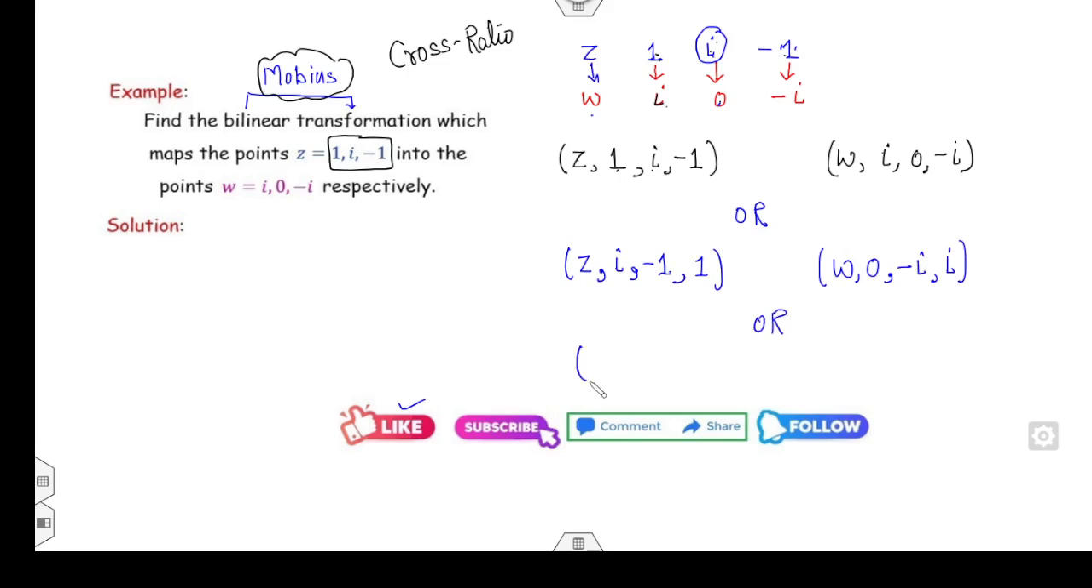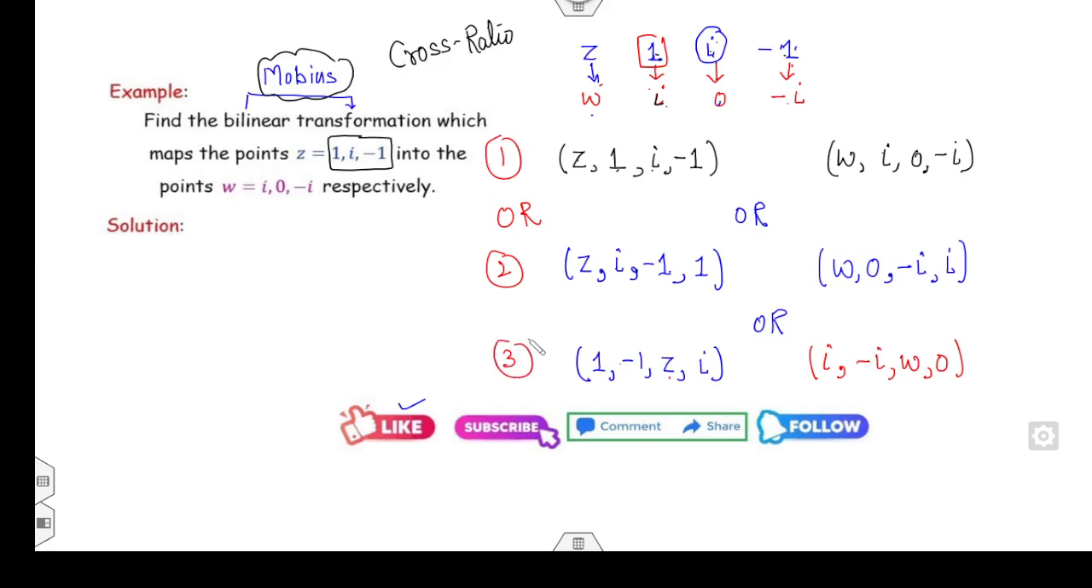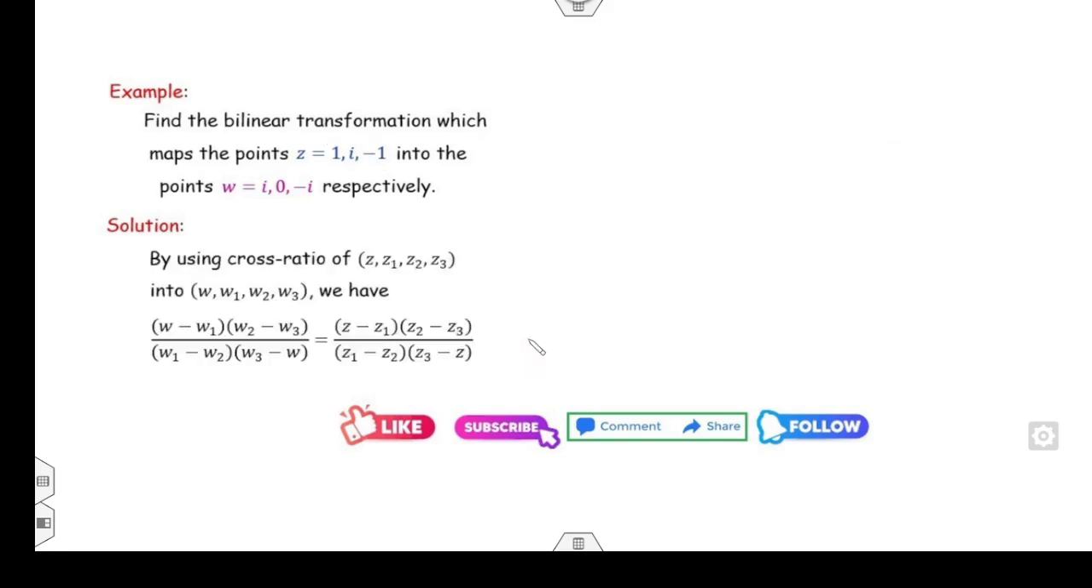Or you can write, if you start from 1, then minus 1, then Z, and then iota. Corresponding to 1, it will be iota. Corresponding to minus 1, it will be minus iota. Corresponding to Z, it is W, and corresponding to iota, it is 0. You can use either case number 1 or 2 or 3. The choice is on your side. Fine, so let's start with this.